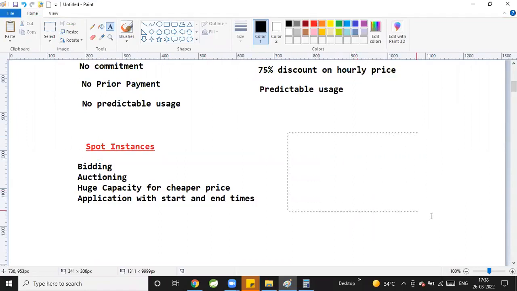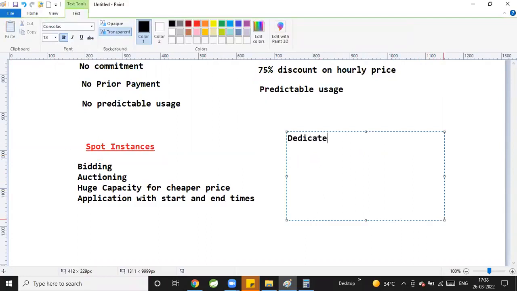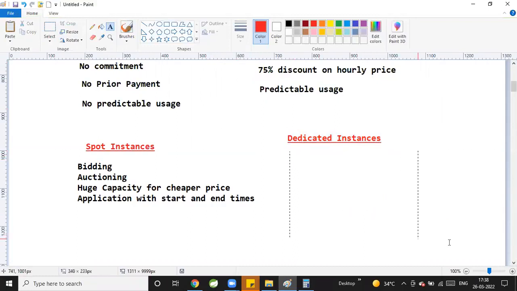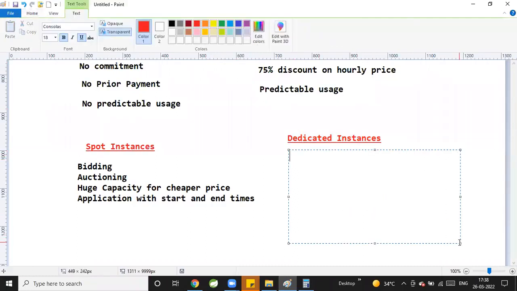Now there is another category called dedicated instances. What is the meaning of dedicated instance? If any customer needs a dedicated physical machine, then we will go for dedicated instances. Now I want that particular computer. I want a physical computer, not a virtual computer.